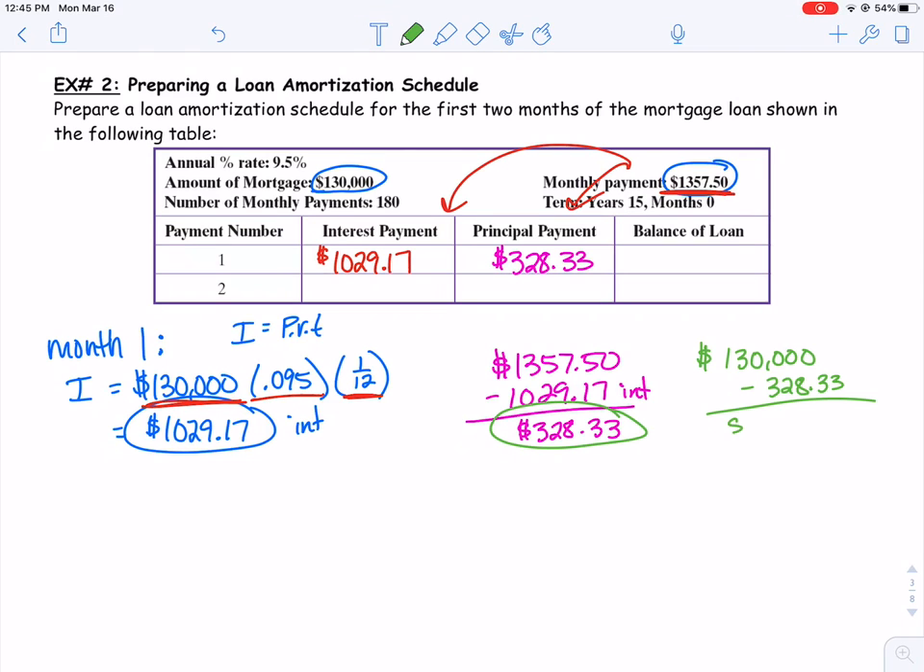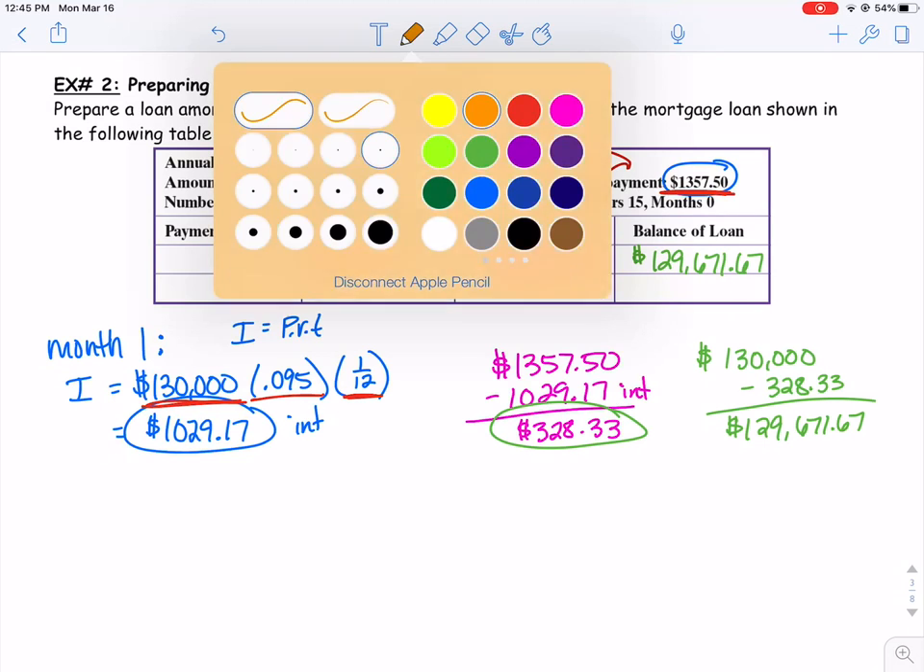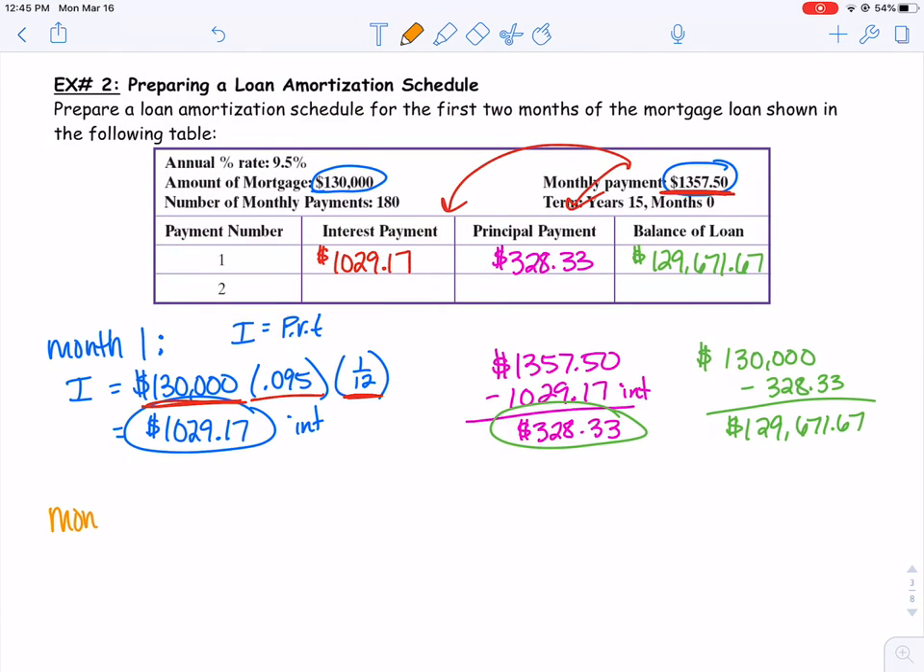So at the end of that first month, how much do I still owe on my home? $129,671.67 is still my balance of my home. I barely paid anything off because remember, a lot of it went toward interest. Okay? All right, we got to do the same thing, but now for month 2.